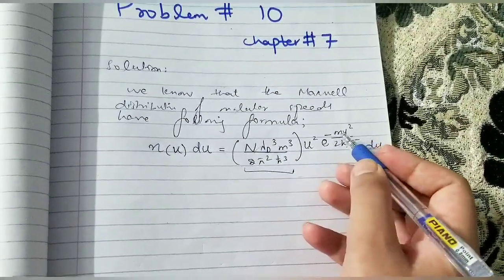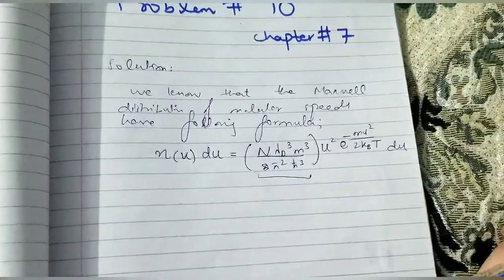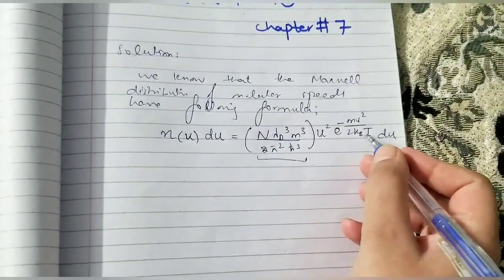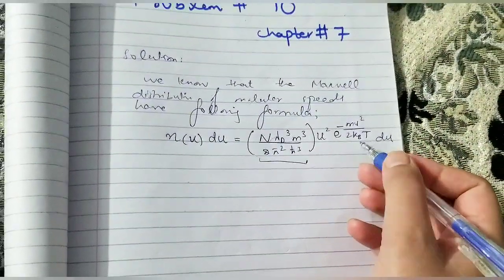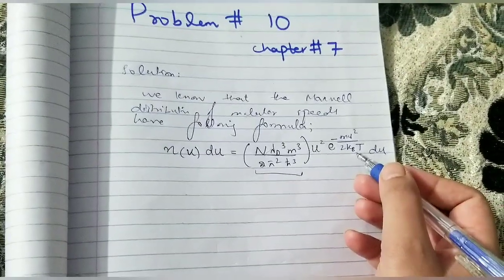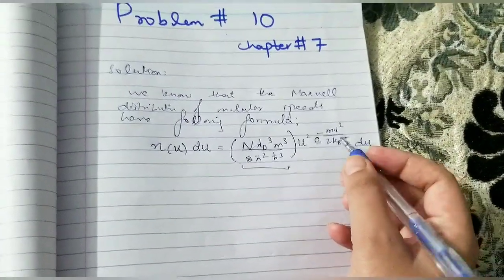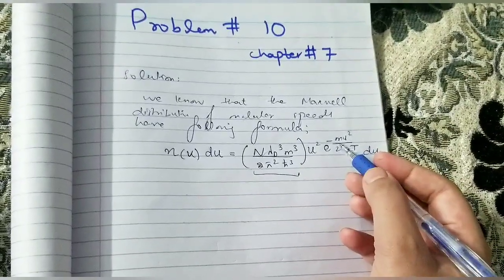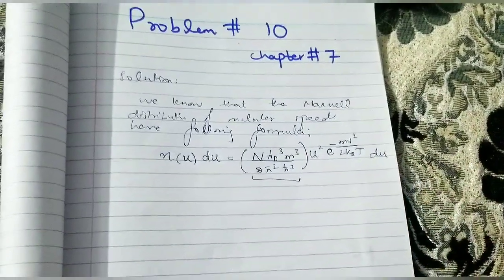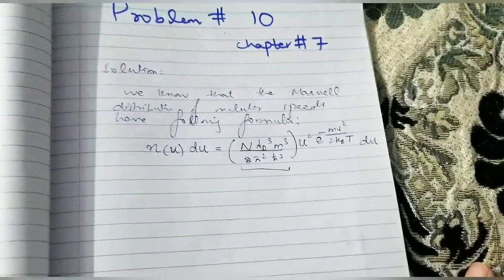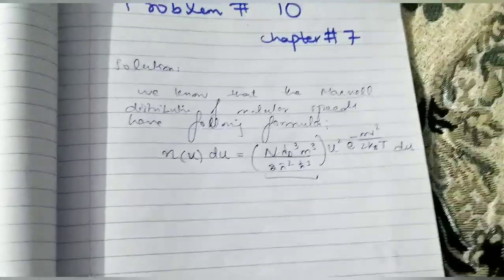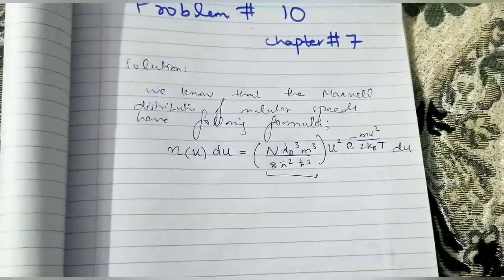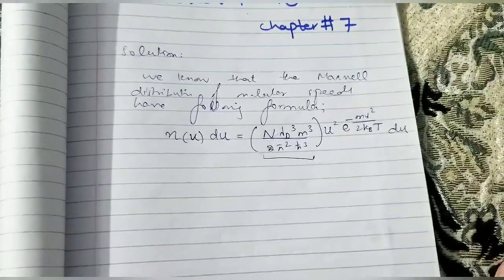m is the mass of the gas that we are considering. kB is the Boltzmann constant. T is the temperature, which is given to us as 300 Kelvin. We also know the mass of the hydrogen gas molecules, and we can easily calculate it. But since we are told to leave the answer in integral form, it's not necessary to insert these values, though you can do it as an additional thing.